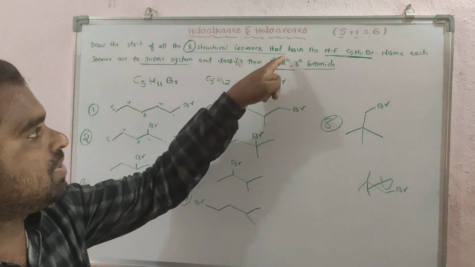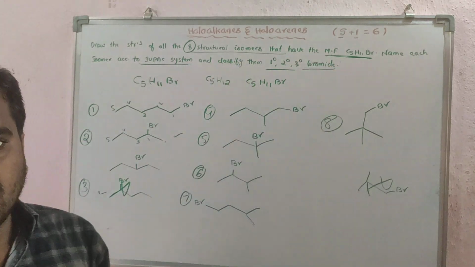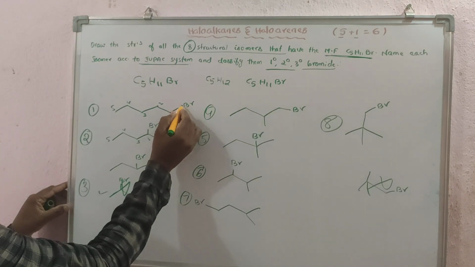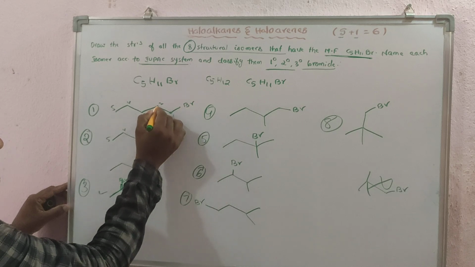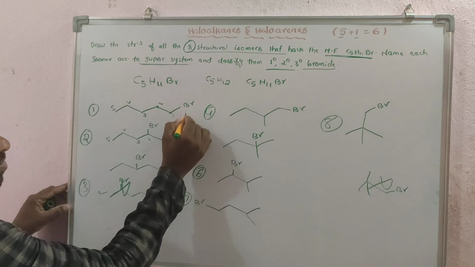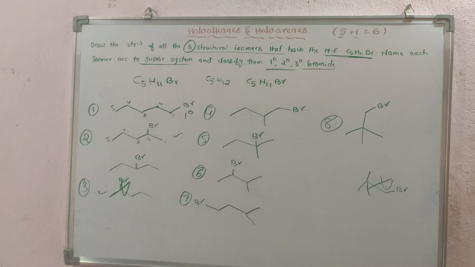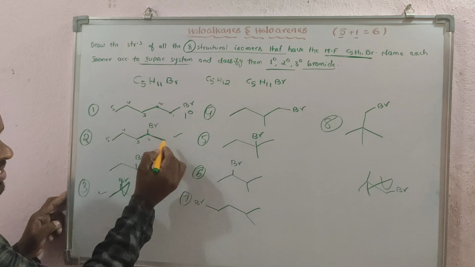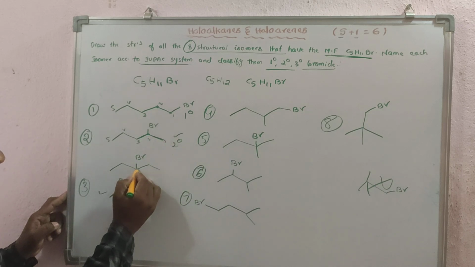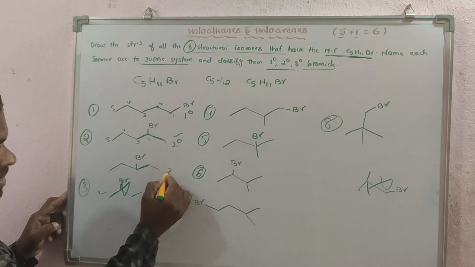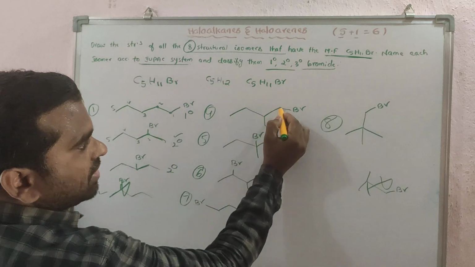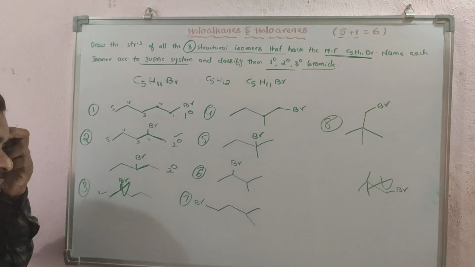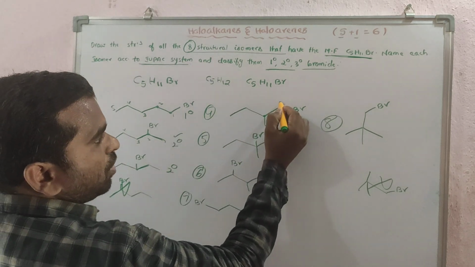And we have to classify them as primary, secondary and tertiary bromides. We have previously discussed what is primary, secondary and tertiary. In the first compound, the carbon attached to bromine is attached to only one carbon, so it is primary. In the second, the bromine-attached carbon is attached to two carbons, so it is secondary. Here also it is attached to two carbons, so it is secondary. Now here this is primary, because the bromine-attached carbon is attached to only one carbon.